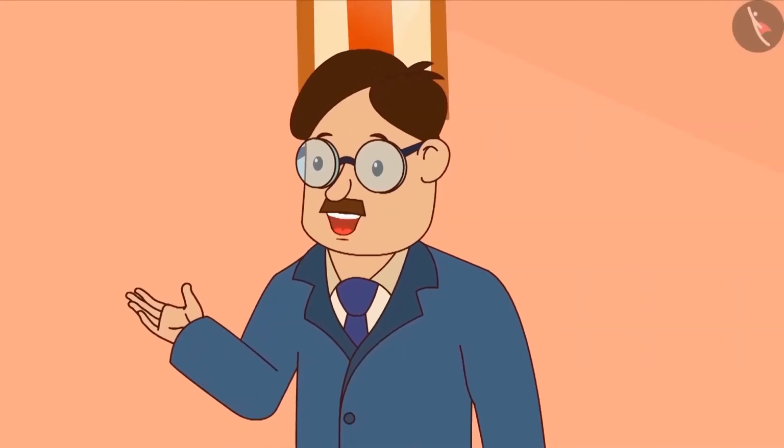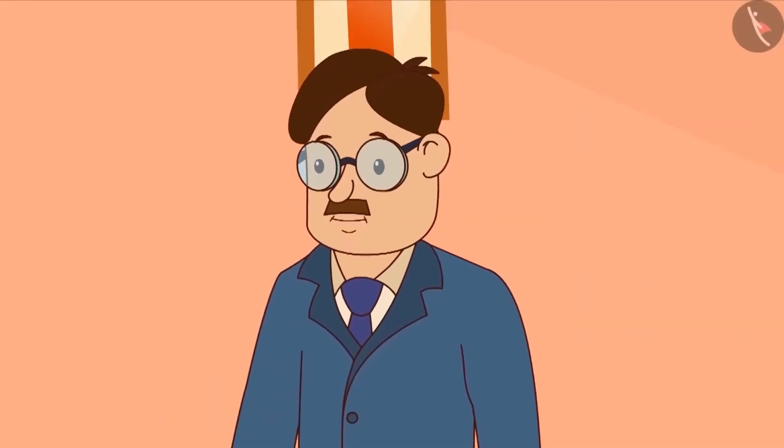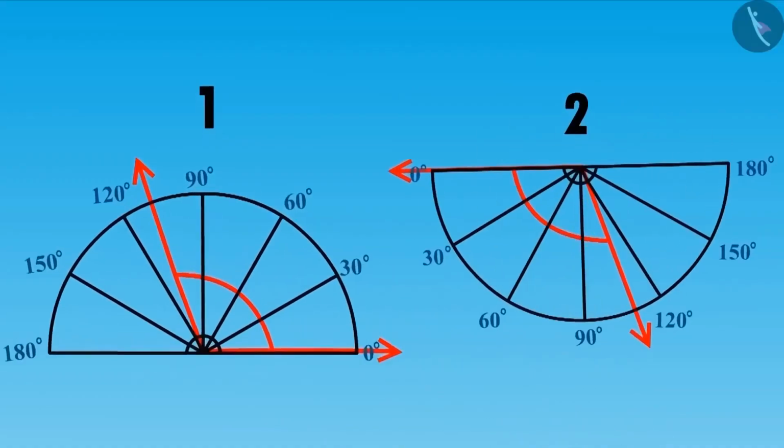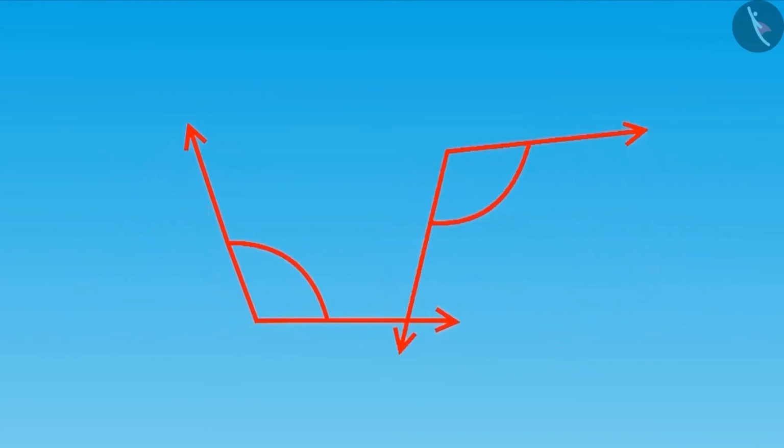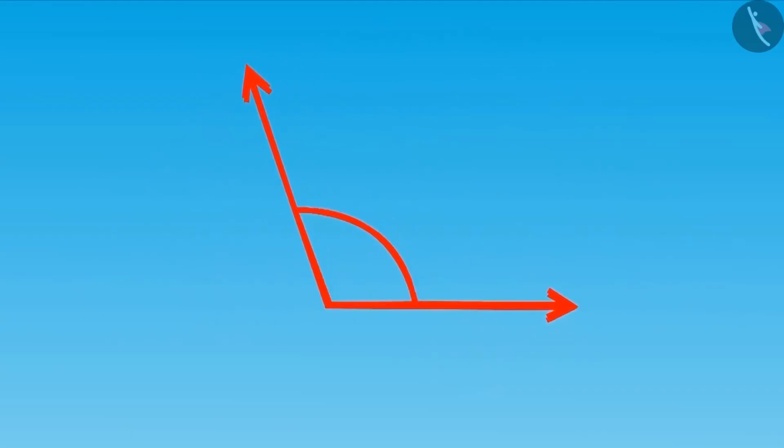To find out which angle is greater, let's measure both these angles using a protractor. Look at this. Both the angles are more than 90 degrees and less than 120 degrees and are almost showing the same angle. It means that both the angles are equal. Thank you, uncle. Now we'll never make a mistake while identifying the measurement of angles.